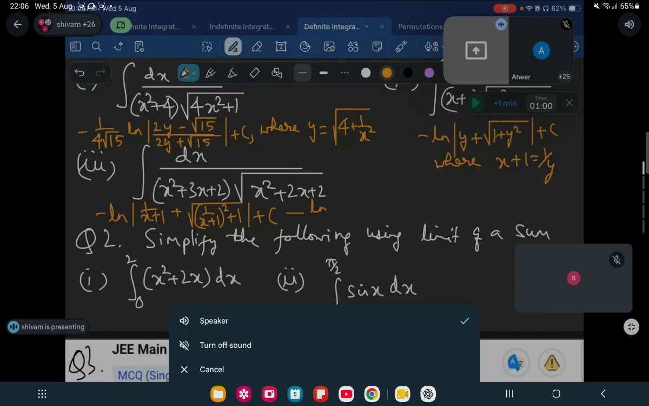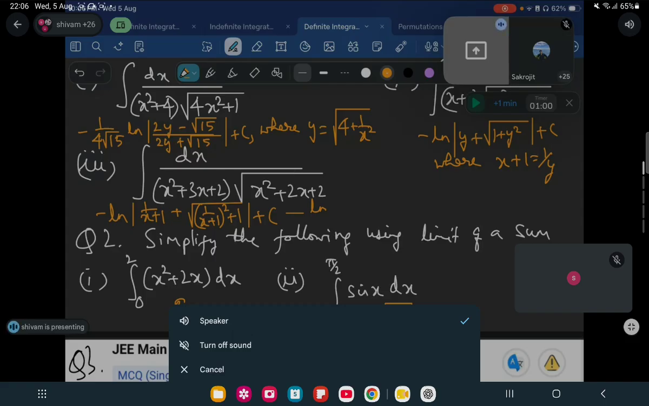This was easy only. You people must have got 8 by 3, I guess. 8 by 3. And this one is 1. Can anyone solve part one? Sir, I got 20 by 3. Can you show it using Riemann sum? Yes, using Riemann sum, you have to solve it. Can you solve part one? Yes, sir. Okay, wait.